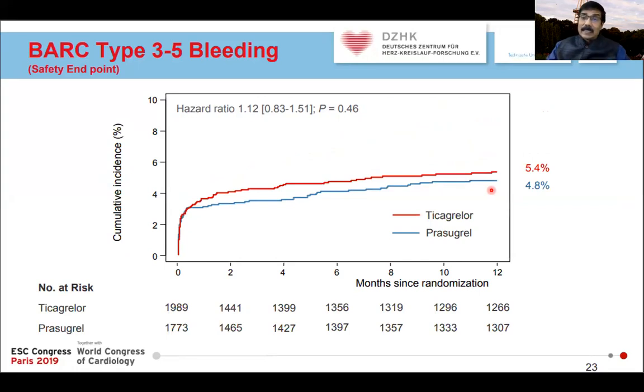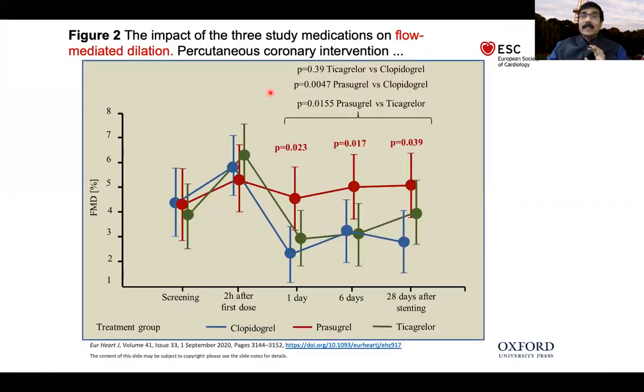Now, is this the only trial based on which the European Society of Cardiology came up with its conclusion? No. Interestingly, there was another study which studied flow-mediated dilatation following an angioplasty in patients on ticagrelor, prasugrel, and clopidogrel.